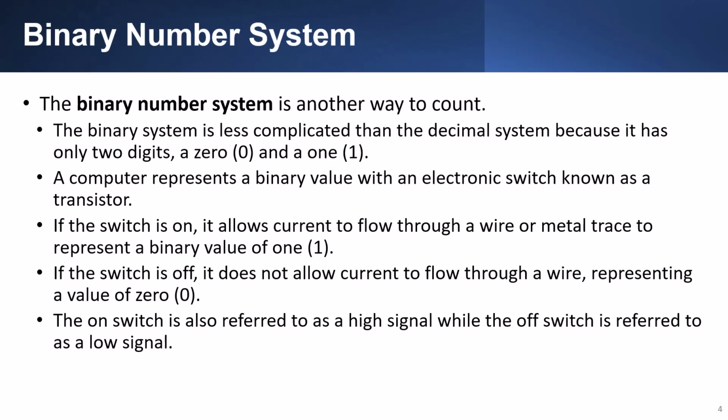The binary number system is another way to count. The binary system is less complicated than the decimal system because it only has 2 digits, a 0 and a 1. A computer represents a binary value with an electronic switch known as a transistor. If the switch is on, it allows current to flow through the wire or metal traces to represent a binary value of 1. If the switch is off, it does not allow current to flow through the wire, representing a value of 0. The on switch is also referred to as a high signal, while the off switch is referred to as a low signal.